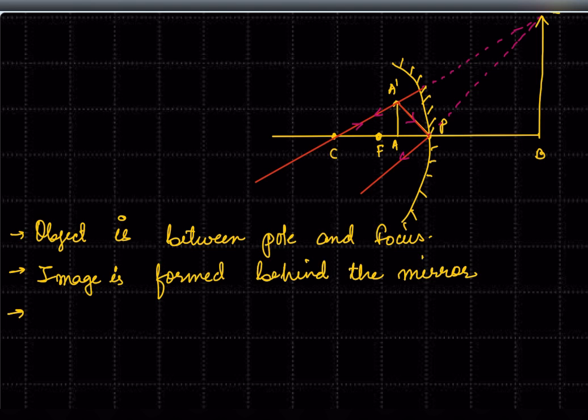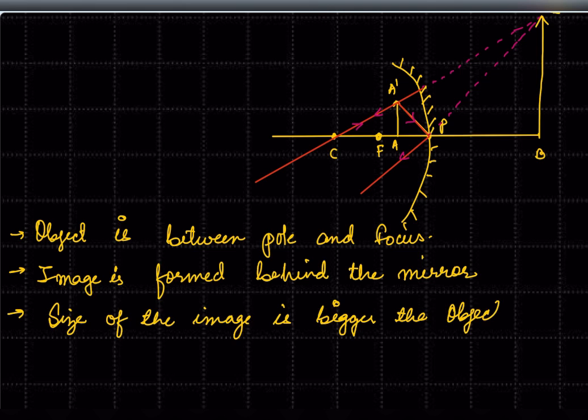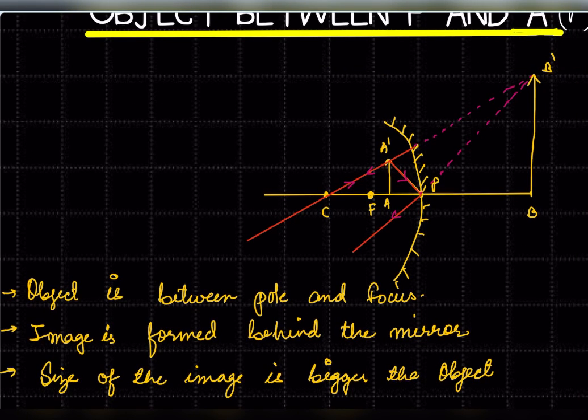Is this clear? Now, the size of the image is bigger than the object, or we can say enlarged. We can say larger than the object or bigger than the object. Fine. Now, what type of image? So the image, look here. Now we come to the another type. This is my object, right?